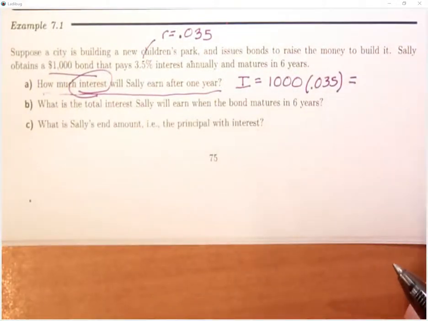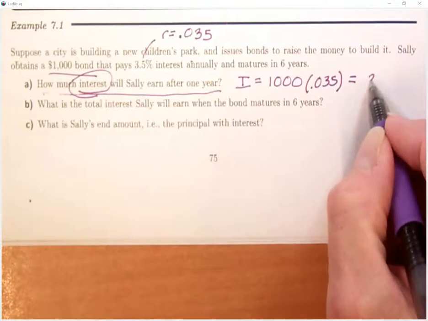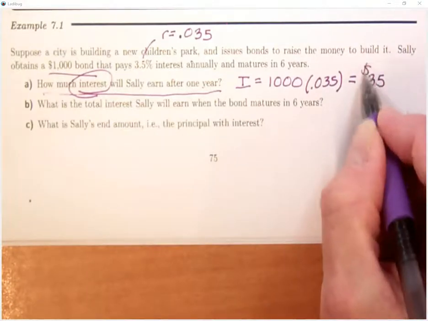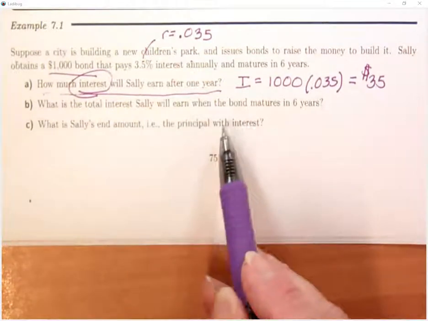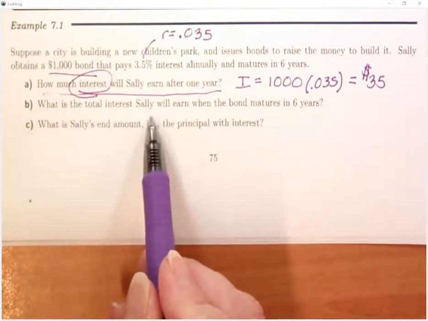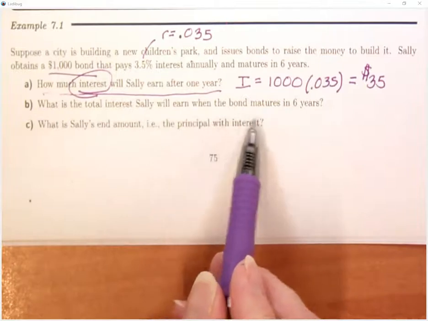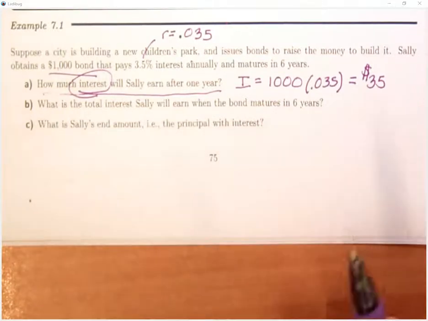And so when we calculate that out, we should just get $35. Okay, so now the next question is, what is the total interest Sally will earn when the bond matures in 6 years? Now this is where you could pause and try that and figure it out.